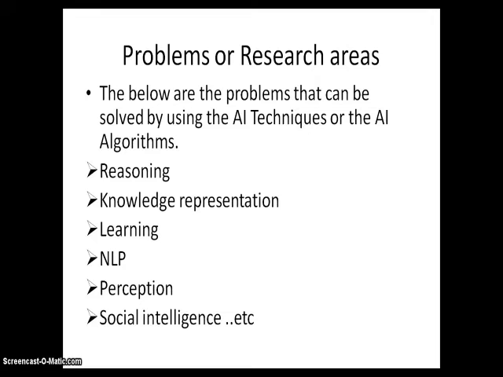Okay, so the algorithms are capable of solving reasoning problems, or they are capable of giving a decision based on a judgment. Okay, knowledge representation means some expert systems, as we know, machines gather knowledge from different domain areas. So it is important to represent the knowledge.